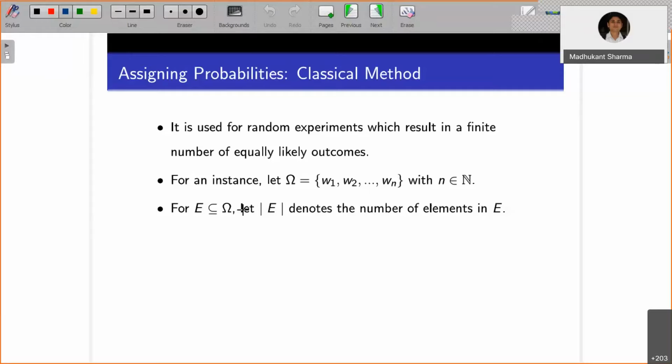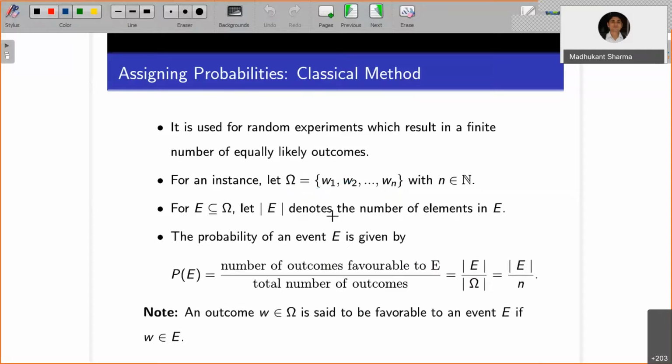So here, let omega be the sample space. For E a subset of omega, so that it is an event, then mod E, which is not a modulus or absolute value, denotes the length of this set. In other words, it denotes the number of elements in E. These are called the number of favorable cases, that is, the number of elements that fall into this event when E occurs. And the length of omega is known as the number of exhaustive cases.